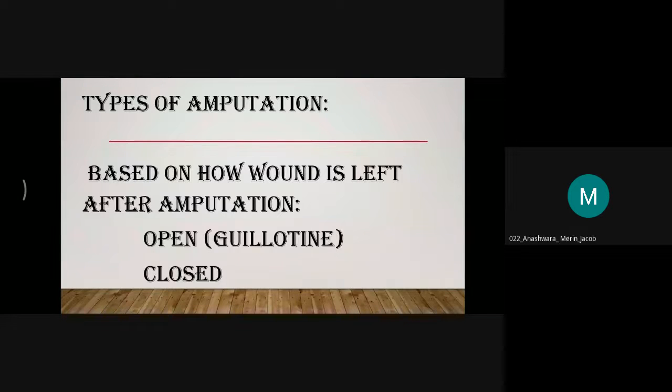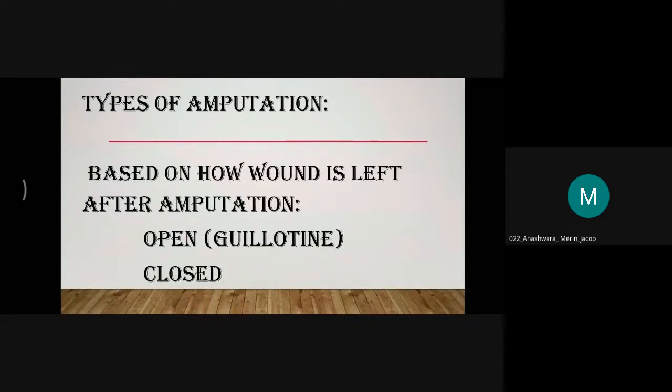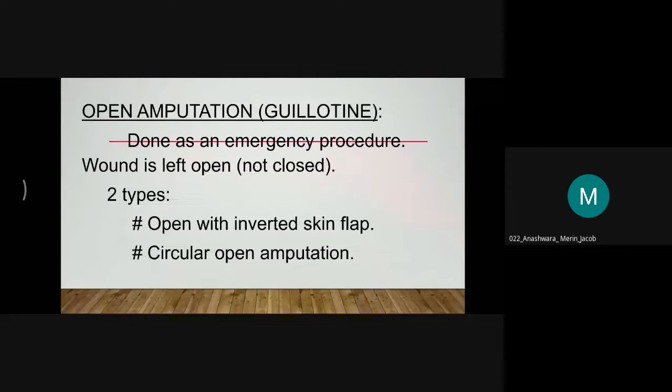Entering into the types of amputation, the lower limb amputation is divided into open and closed. The names mention how the wound is left after the amputation. The open one is otherwise called guillotine amputation, and the other is closed. When do we do open amputation? In any emergency setting, we go for open amputation only.